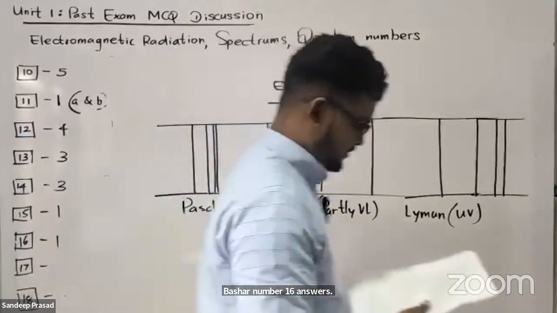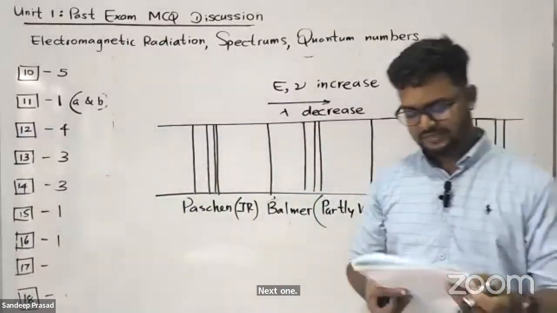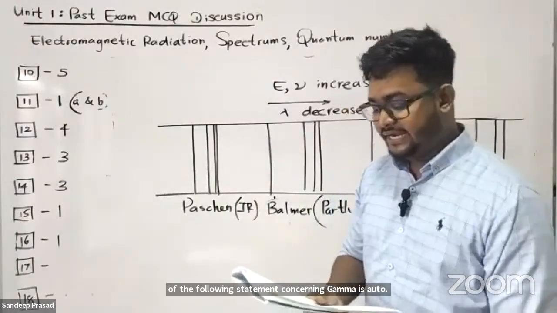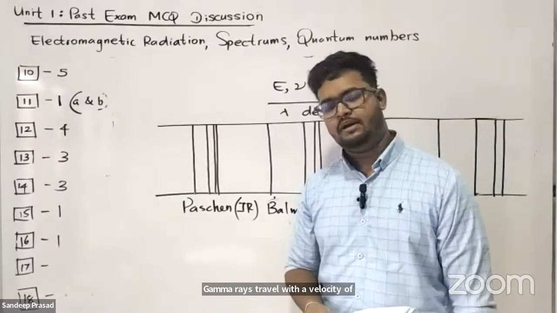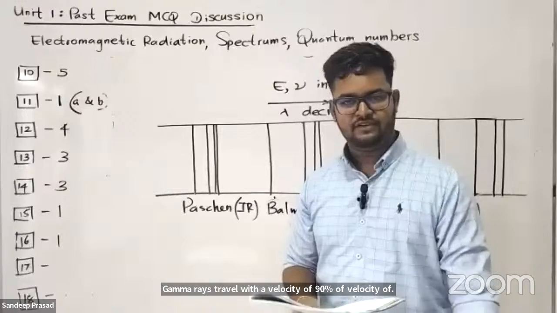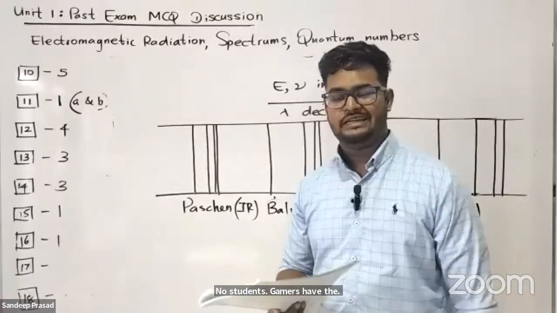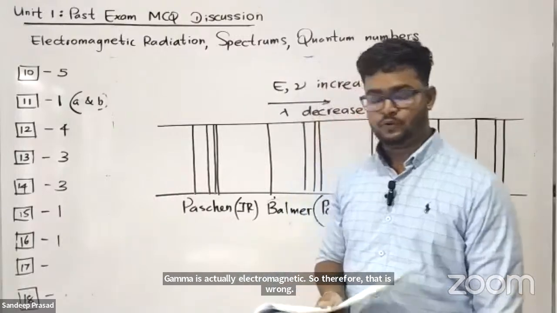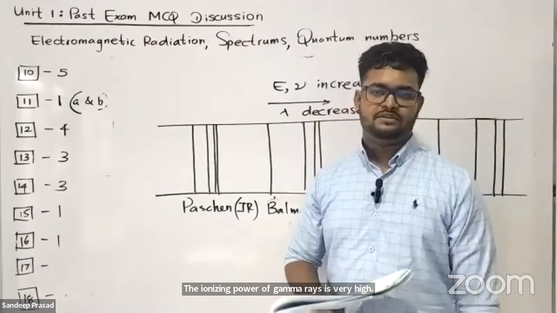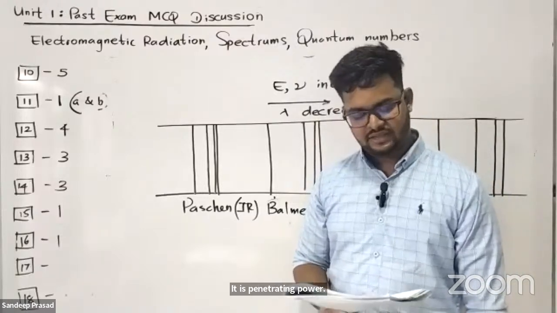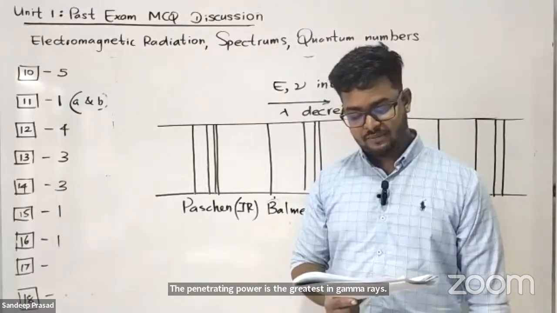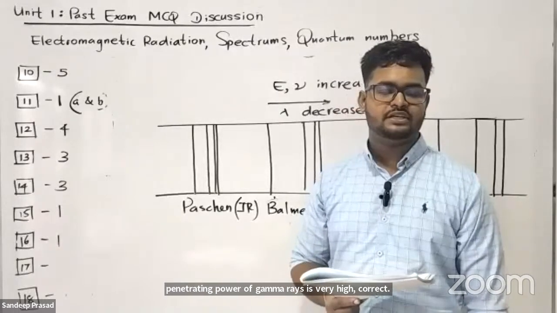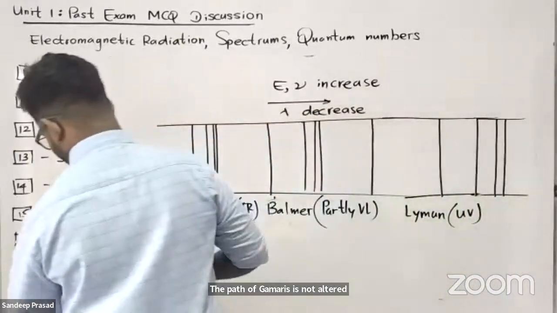Next one. Which of the following statements concerning gamma rays are true? Gamma rays travel with a velocity of 90% of the velocity of light. No, students, gamma rays have exactly the same velocity as light because gamma rays are part of the electromagnetic spectrum. So that is wrong. The ionizing power of gamma rays is very high. Not the ionizing power, it is the penetrating power. The penetrating power is the greatest in gamma rays. Wrong. The penetrating power of gamma rays is very high. Correct. The path of gamma rays is not altered by magnetic fields. Correct. C and D. Question number 17 answer is the third one.